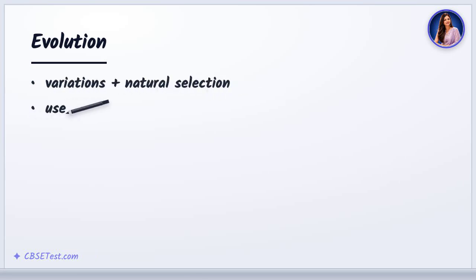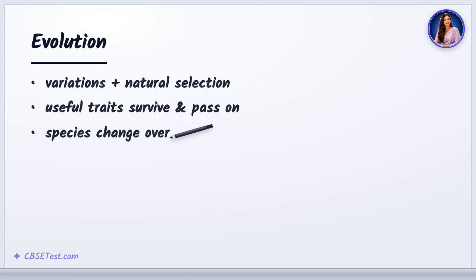Evolution arises from variation and natural selection. Individuals with useful traits survive and reproduce, so over many generations the species gradually changes.